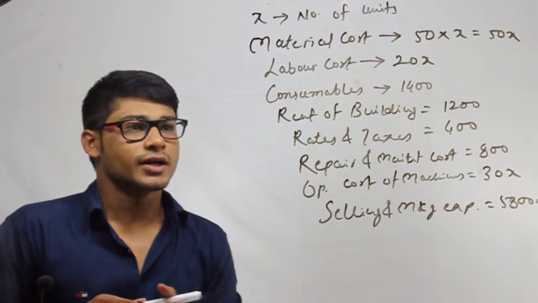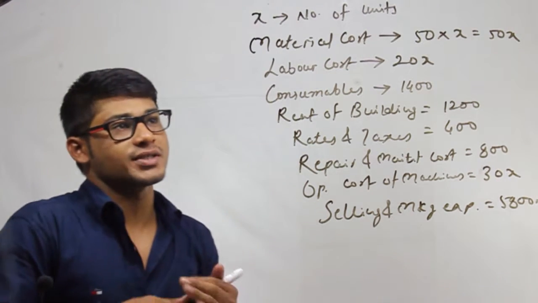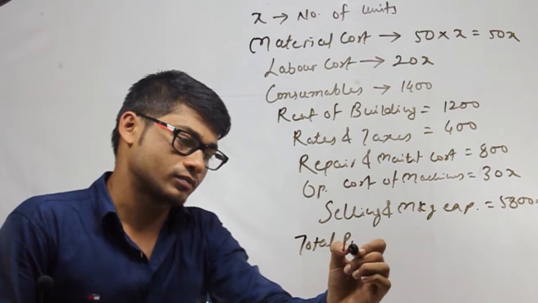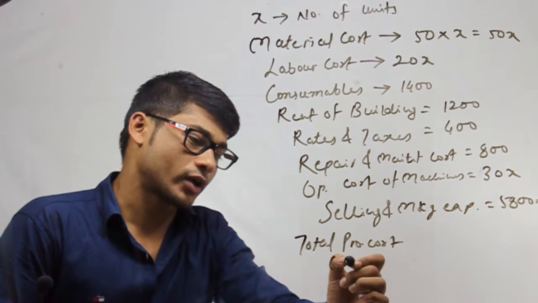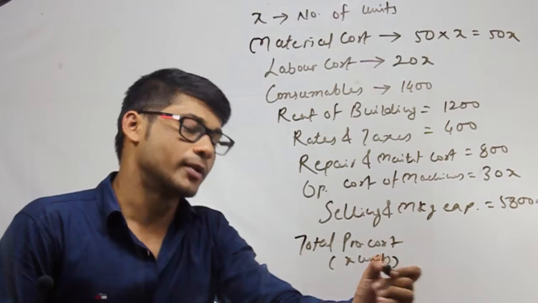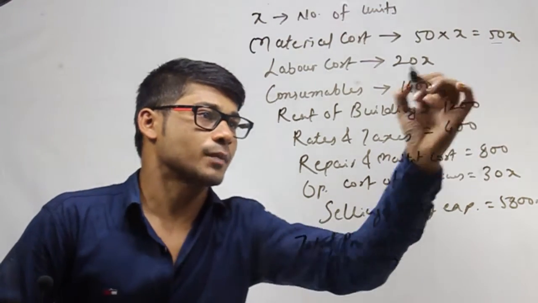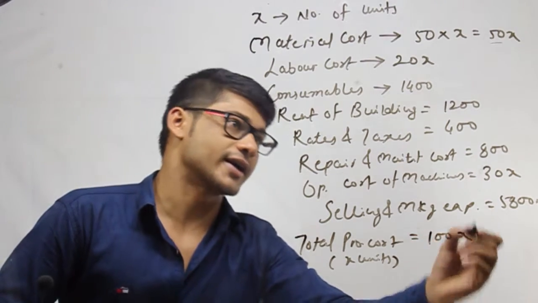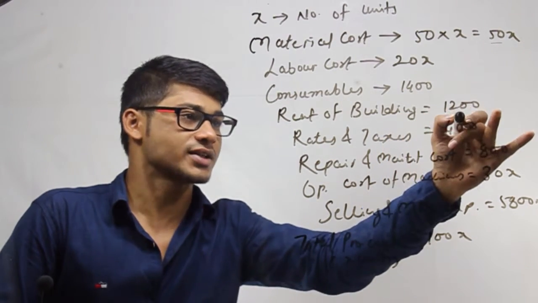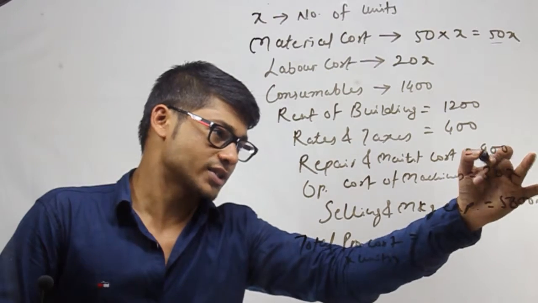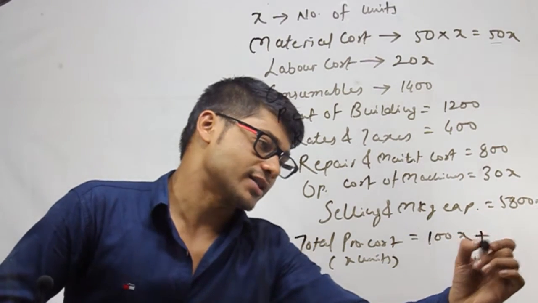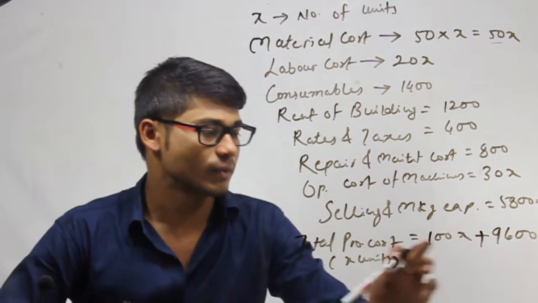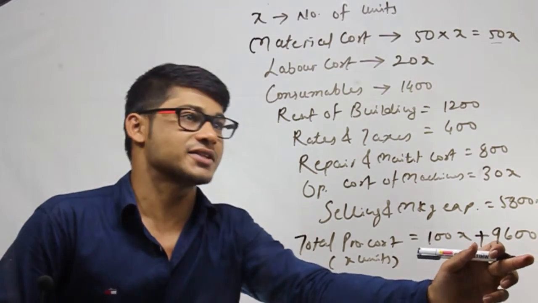So now, to produce X number of units, the total production cost for X units will be equal to 50x plus 20x plus 30x. So this is equal to 100x plus 1400 plus 1200 plus 400 plus 800 plus 5800, which is 9600. So the total production cost for X units will be 100x plus 9600.